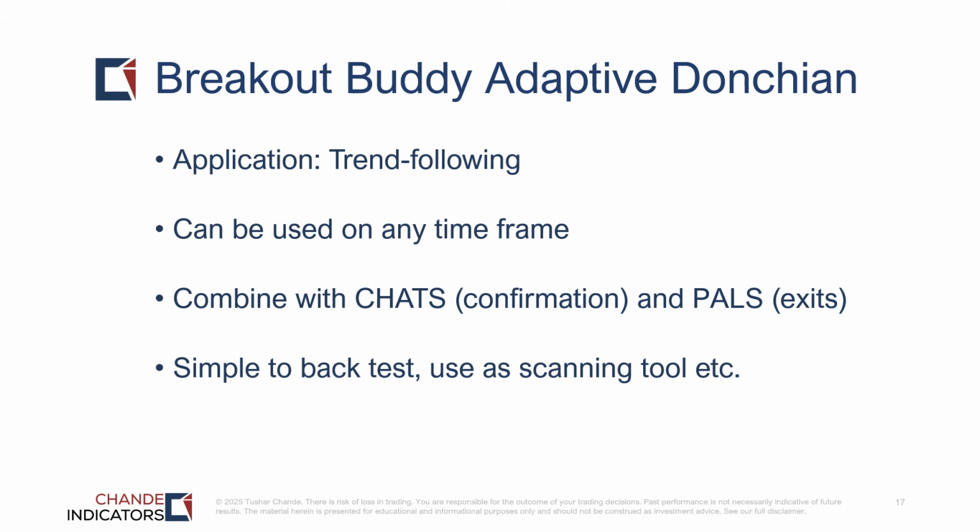In summary, the Breakout Buddy adaptive Donchian Channel can be a good tool for trend following. It can be used on any time frame and can be combined with CHATS for confirmation and PALS for exit. And I've shown you there's no perfect exit, but depending on your individual preference, you can combine different combinations of speed and time frame to get the particular movement that you want in order to protect your equity. And of course, it's simple to test and use as a scanning tool. So thank you very much for listening.